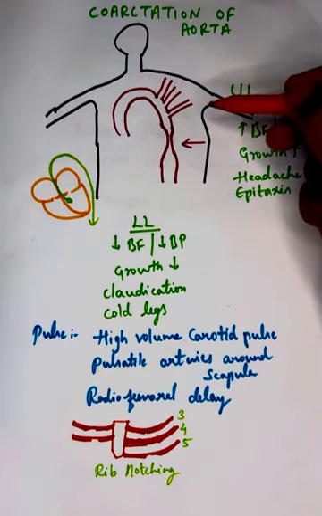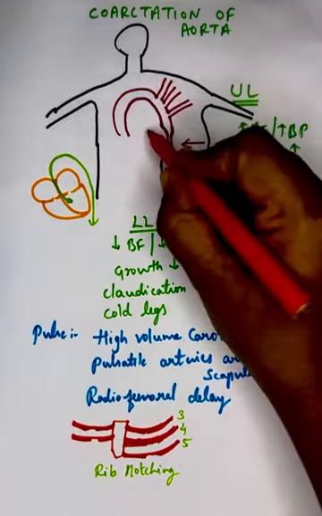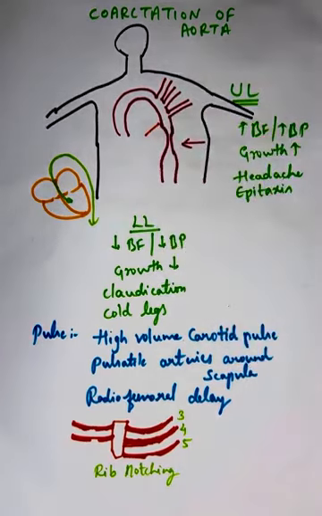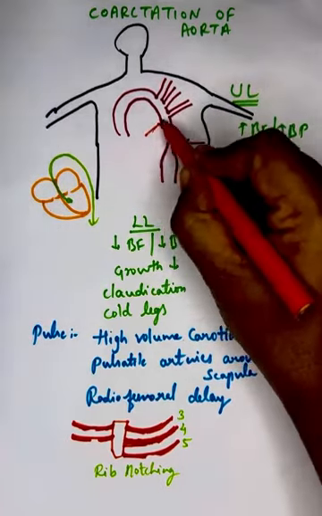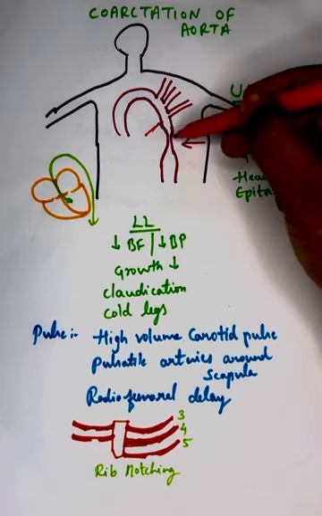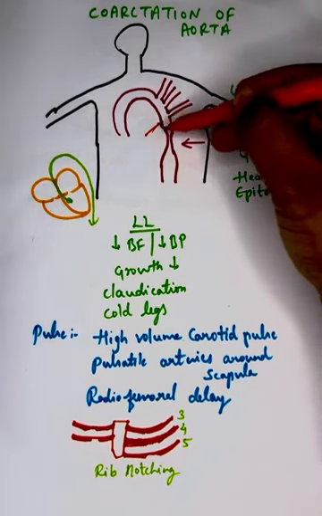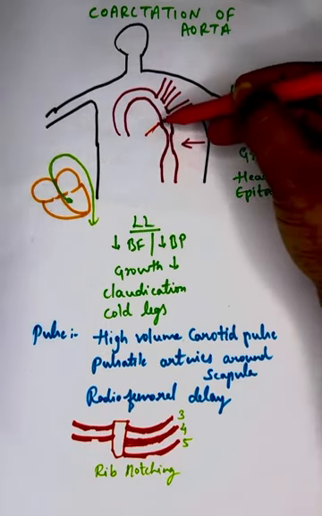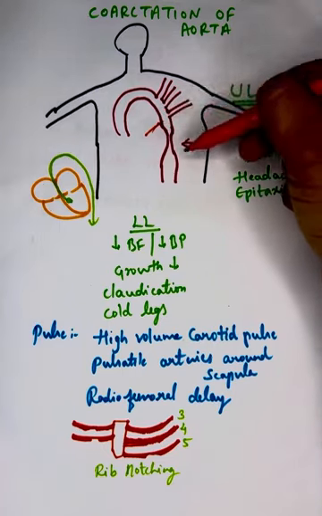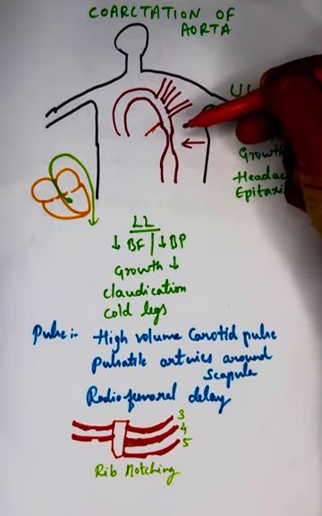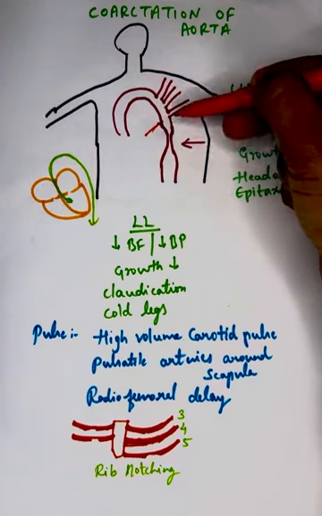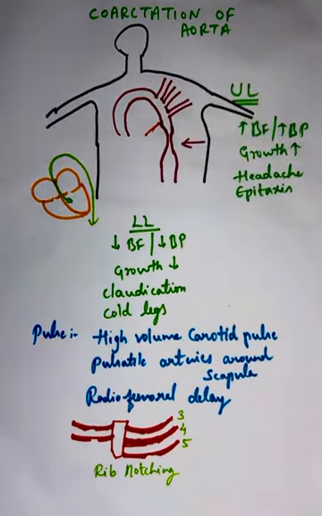Sometimes they tell you this is where the ductus arteriosus comes and attaches. So the coarctation of aorta can be post-ductal, meaning after the ductus arteriosus, or before the ductus arteriosus. The types of coarctation can either be pre-ductal or post-ductal, but post-ductal coarctation is more common when compared to pre-ductal.